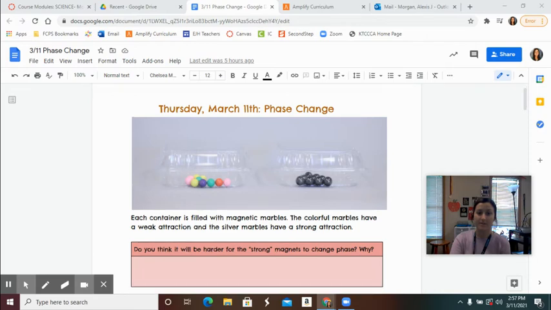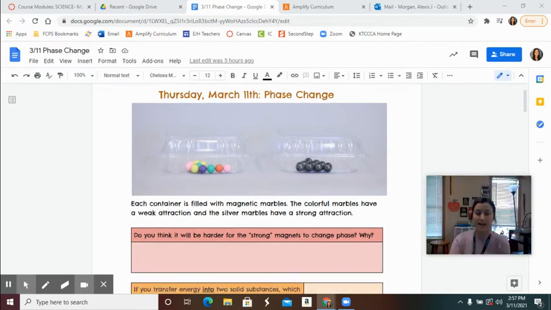And so we focused on this scenario up here. I have a container over here filled with marbles that have a weak attraction, and these marbles over here have a stronger attraction. I wanted you to tell me, do you think it's going to be harder for these strong magnets over here to change phase versus these colorful magnets over here? And then I wanted you to tell me why.